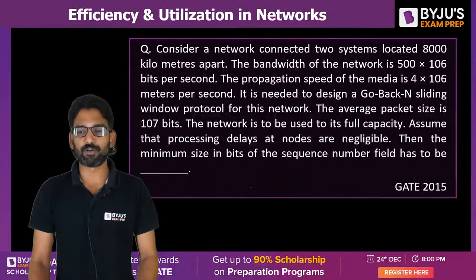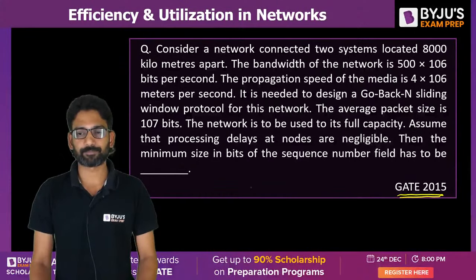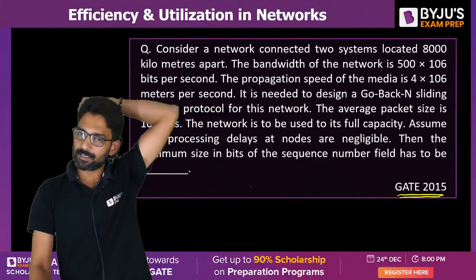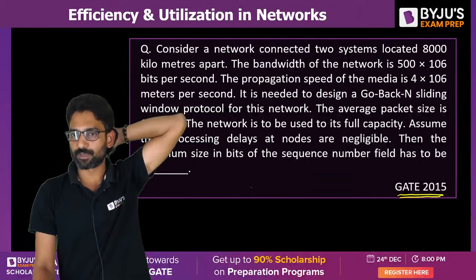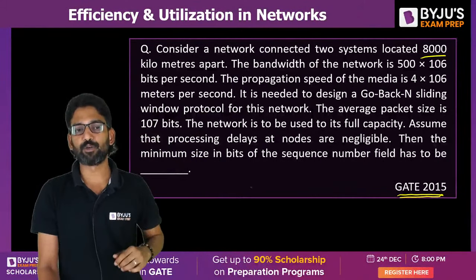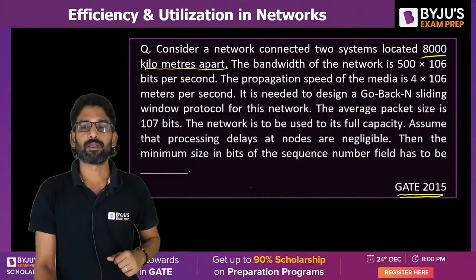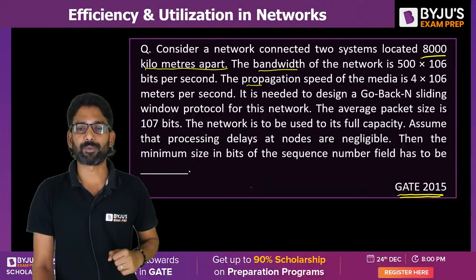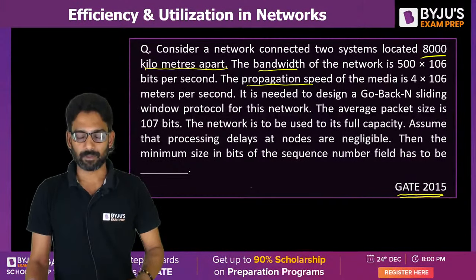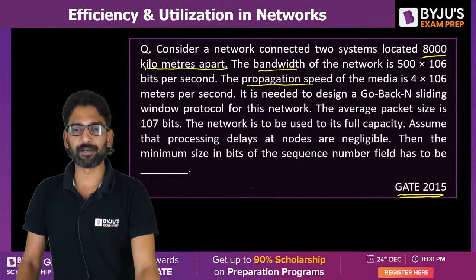Here we got a 2015 GATE question. Consider a network connecting two systems located 8,000 kilometers apart. Bandwidth is given, propagation speed is given. These are all 500 into 10 power 6.